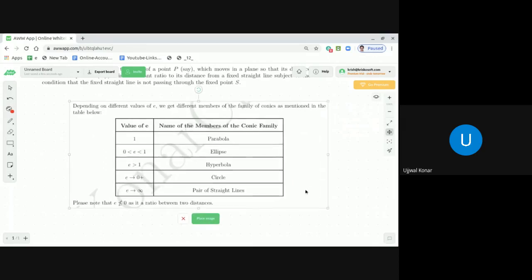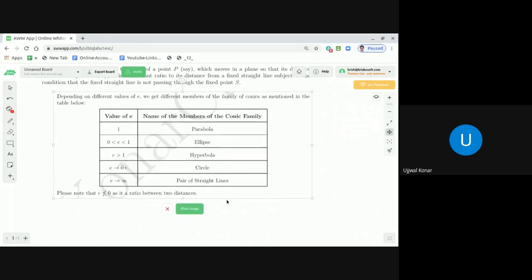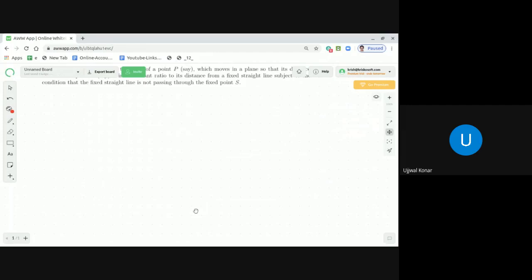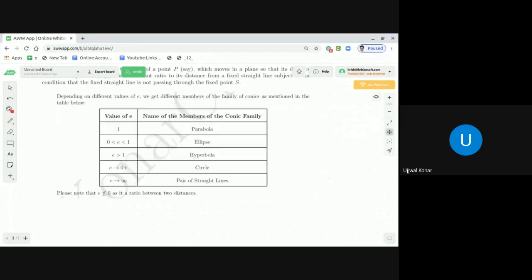Okay. So if the value of E is equal to 1, that means SP by PM is equal to 1. For your convenience, I can place that image once more here so that you can just have a look into it. Let me place that image here once, this one.